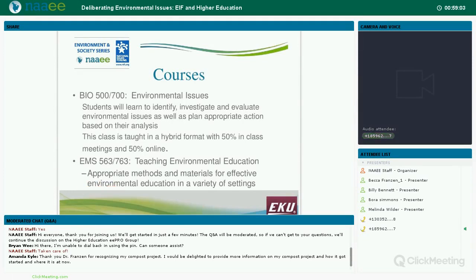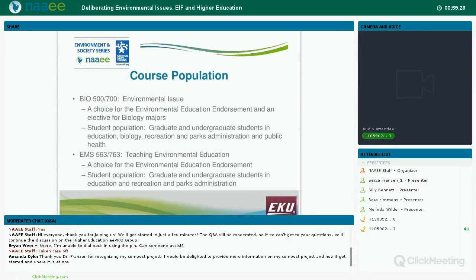Again, the focus of the course is very similar to Becca's in that the students learn to identify, investigate, and evaluate environmental issues and then plan appropriate action. The teaching in environmental education is a methods course, so again, it's looking at how you teach environmental education. The course population, so the biggest difference between our two courses and the ones at the University of Wisconsin is that these are both electives. Nobody's required to take any of these courses. If you're in the environmental education endorsement, these are two of the courses you can choose to take.